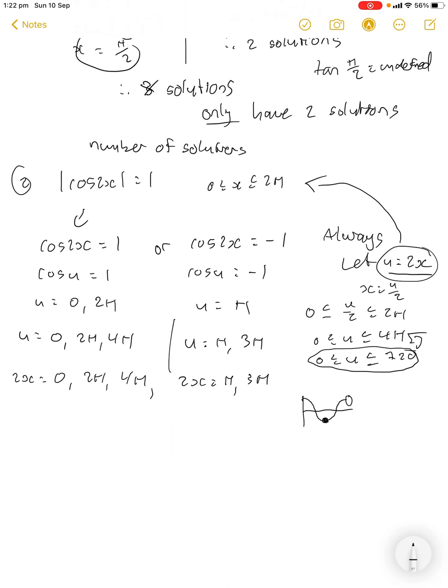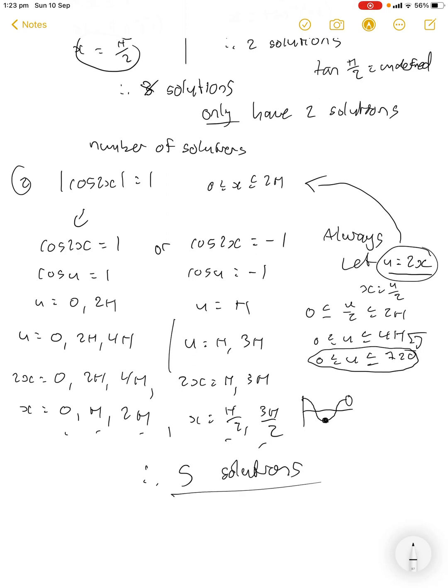Now, because I've got 2x, I want to solve just for x. So I'm going to divide everything by 2. 0, pi, 2 pi. And then on the other side, I've got x is going to be equal to pi on 2 and 3 pi on 2. 1, 2, 3, 4, 5. That gives me 5 solutions, which is the actual answer that we end up with.